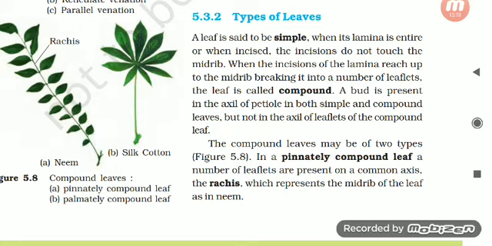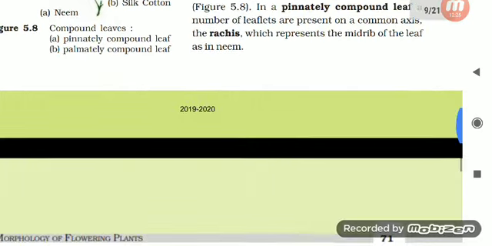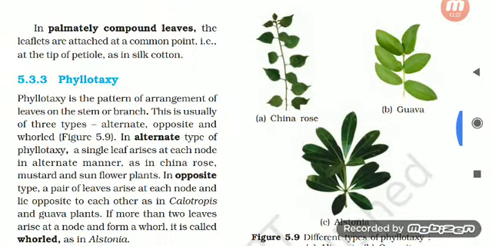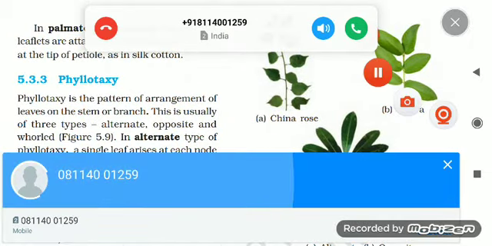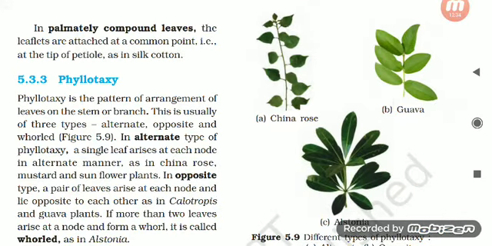The compound leaves may be of two types. Figure 5.8. In a pinnately compound leaf, a number of leaflets are present on a common axis, the rachis, which represents the midrib of the leaf, as in neem. In palmately compound leaves, the leaflets are attached at a common point, that is, at the tip of the petiole, as in silk cotton.